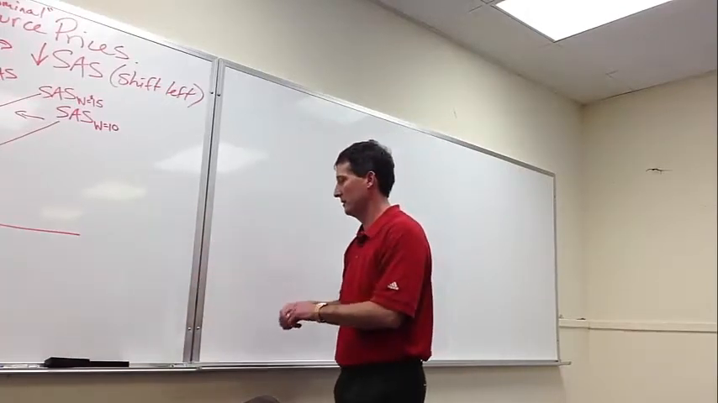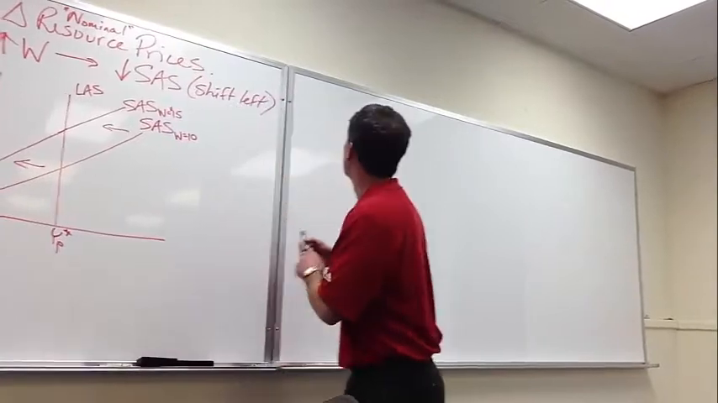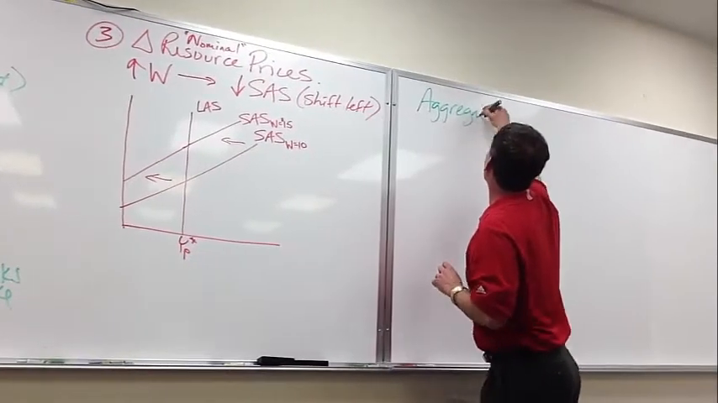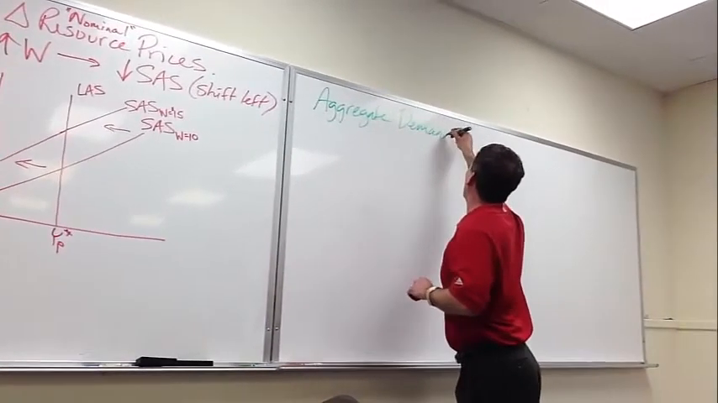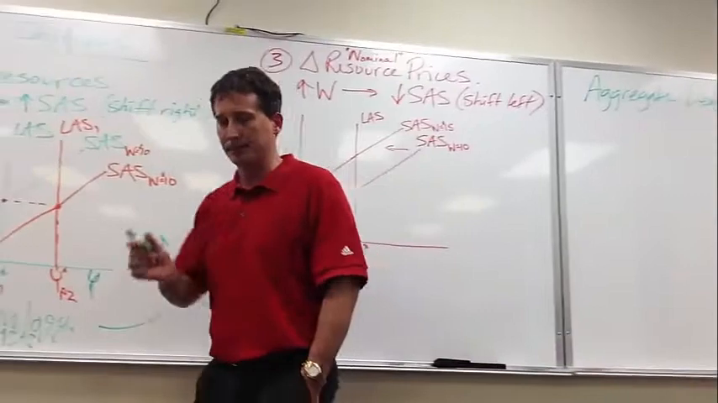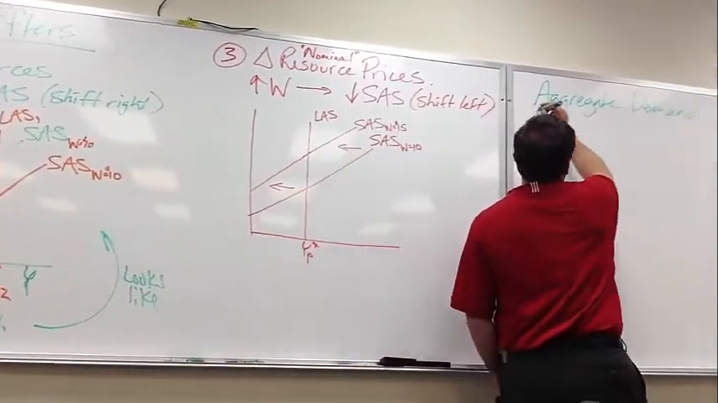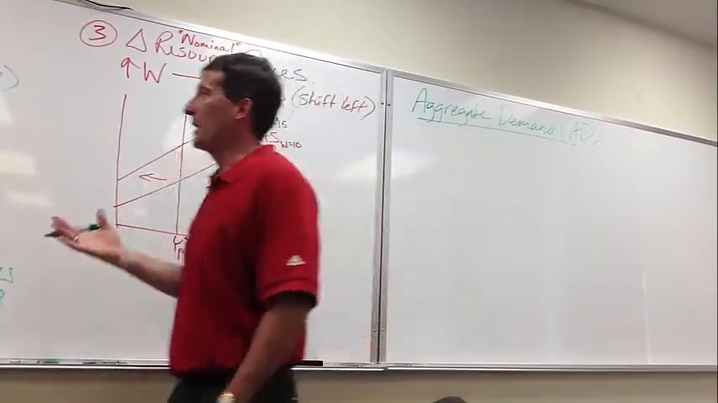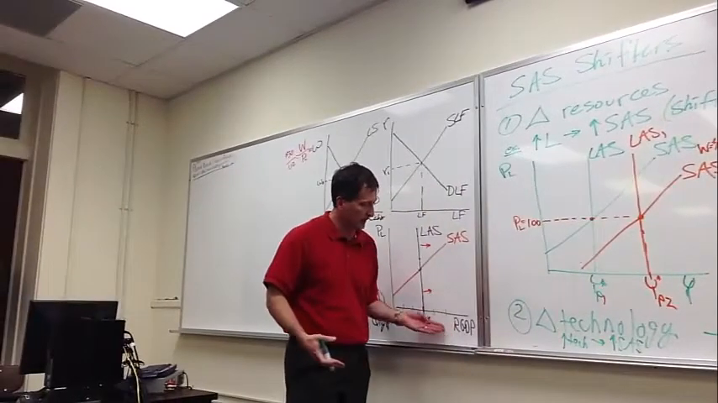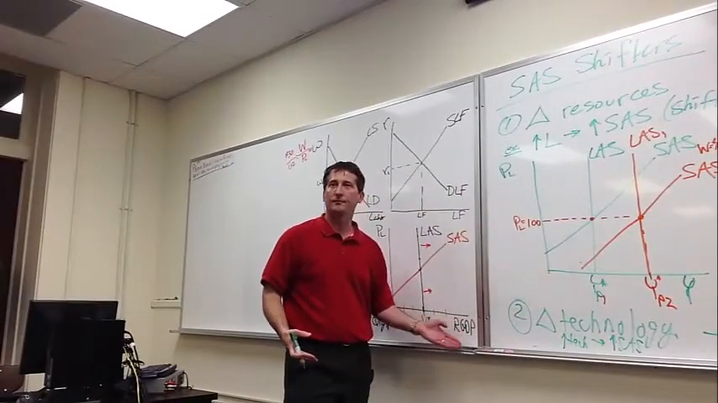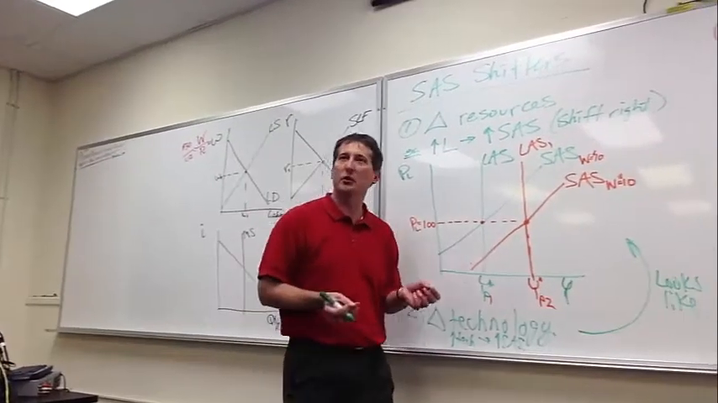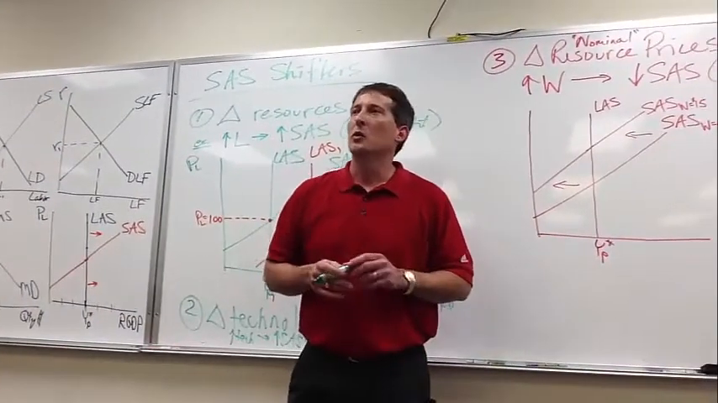Aggregate demand. So AD, aggregate demand. Now, with the aggregate demand curve, we want to be thinking about all the people who potentially are buying stuff down here. Who does that include? Who's buying all this stuff, the demand curve, so to speak? Who's buying the stuff?